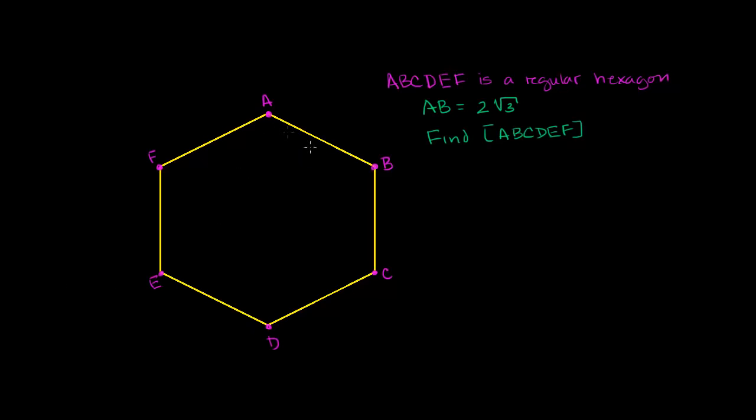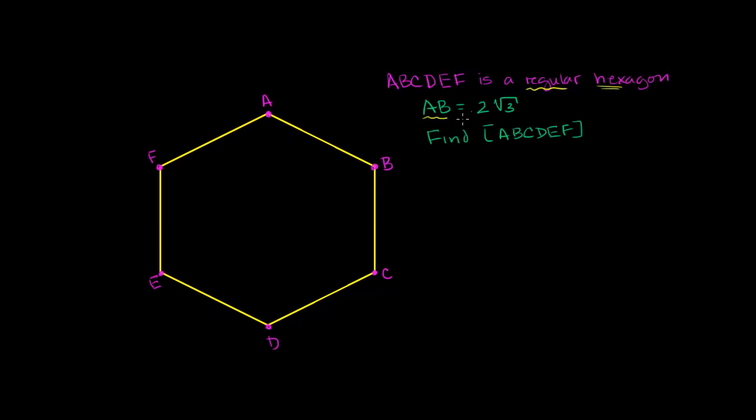We're told that ABCDEF is a regular hexagon. And this regular part, hexagon, obviously tells us that we're dealing with 6 sides, and you could just count that. You didn't have to be told it's a hexagon. But the regular part lets us know that all 6 sides have the same length, and all of the interior angles have the same measure. Fair enough. And then they give us the length of one of the sides.